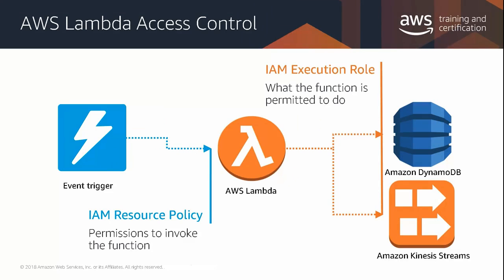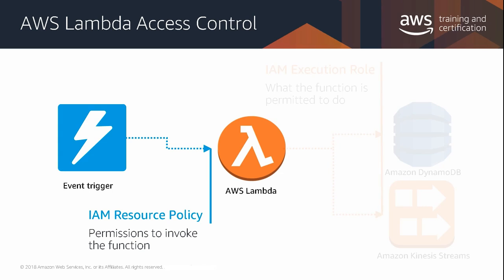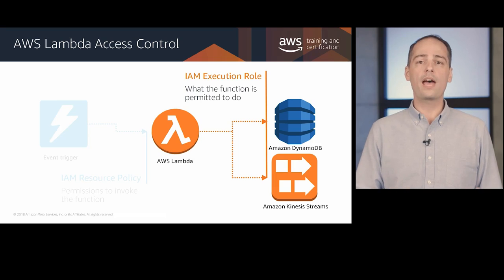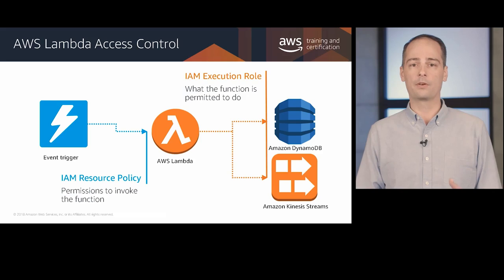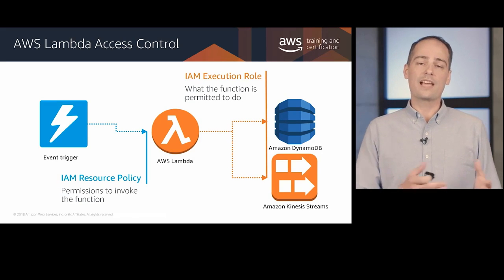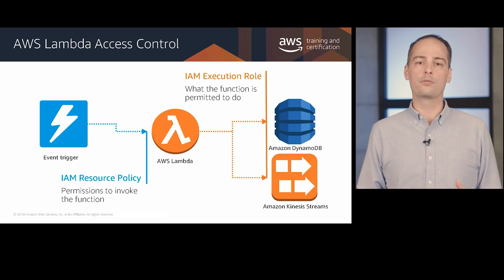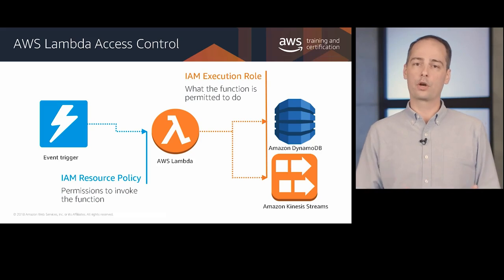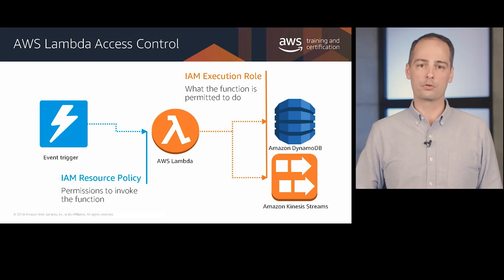Now, it's important to understand that the permission model for Lambda has two different components. On the front end, the event sources that are allowed to trigger your Lambda function are controlled by an IAM resource policy. And the resources that your function is allowed to interact with are controlled by the execution role. So if you were to have an S3 bucket triggering a Lambda function, which then puts some data into a DynamoDB table, for instance, the S3 permissions to invoke the function would be managed by the resource policy, while the DynamoDB access for your code itself would be managed by the execution role.